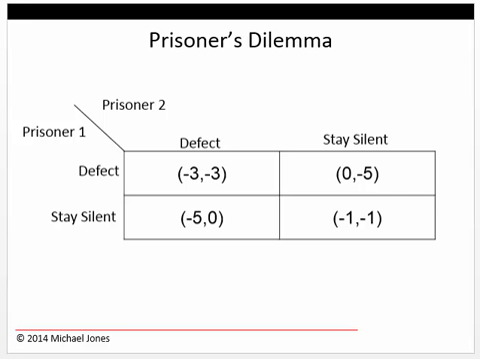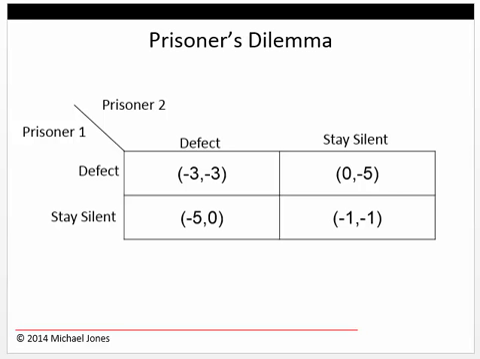The two prisoners are held separately in jail cells and they're not allowed to talk to one another. And attempts are made by the cops to induce each one to implicate the other in the crime. And the cops propose the following situation to the prisoners.